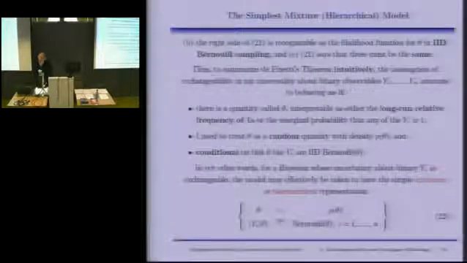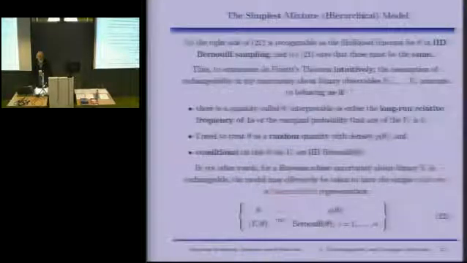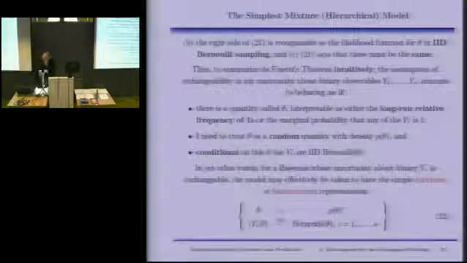First of all, there is a quantity called theta, interpretable either as the long-run relative frequency of ones in the countable process that you get by extending from y1 through yn out to y1, y2, ... or as the marginal probability that any one of those y's would be 1. Secondly, I have to treat theta like a random variable, having a density p of theta. And thirdly, conditional on this theta, the y's have the same distribution that they did when we were thinking of the world in a frequentist way.